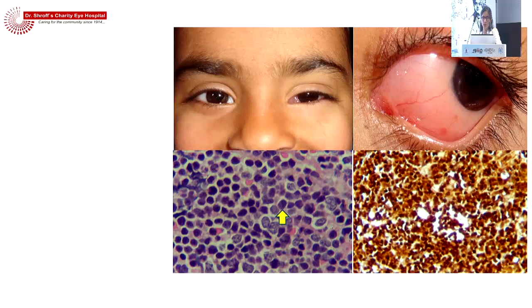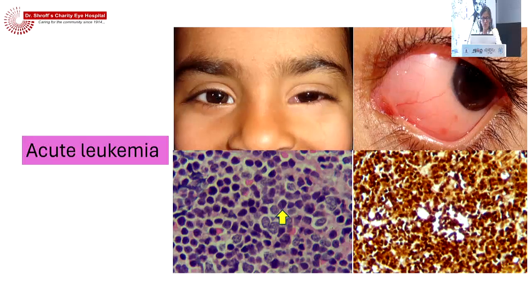Rarely, other spectrums of the lymphoproliferative disorders, like the T-cell leukemias or lymphomas, or acute leukemia, can also present with a conjunctival pink fleshy mass, almost similar to what we see in lymphoma. But this is in a child, so lymphoma does not happen very commonly in children, especially the NHL, which we commonly see as the B-cell subtype.